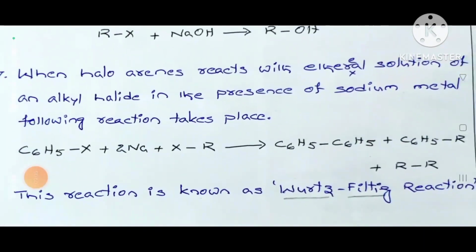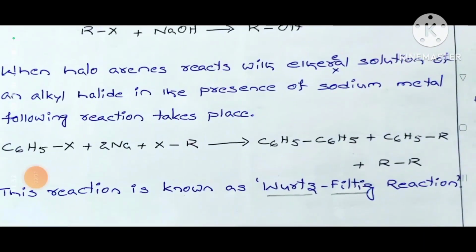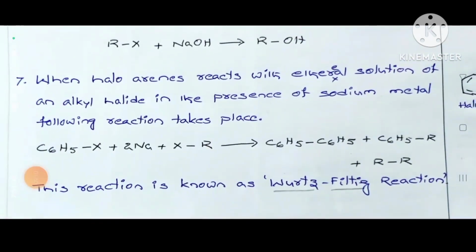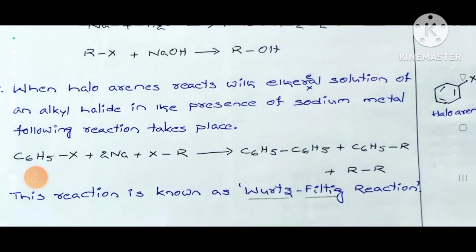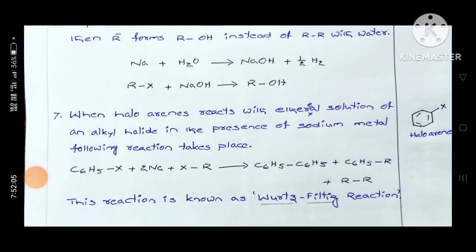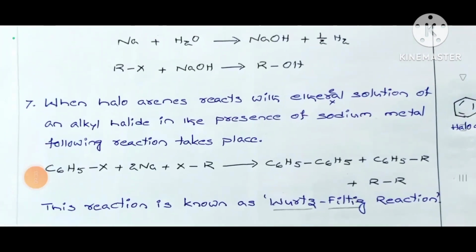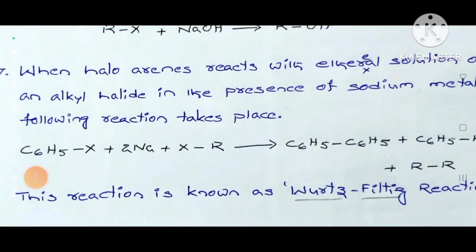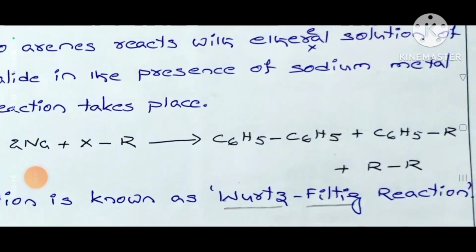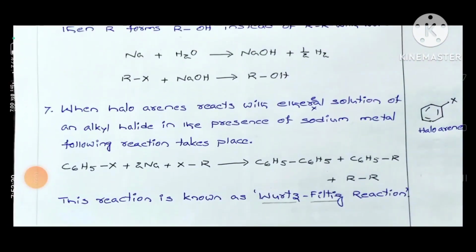Haloarenes means aromatic compounds containing one halogen. When haloarenes react with an ethereal solution of an alkyl halide in the presence of sodium metal, the following reaction takes place. In this reaction, one haloarene reacts with sodium metal and another alkyl halide, and then 3 different products are obtained. This reaction is known as the Wurtz-Fittig reaction. That's all.